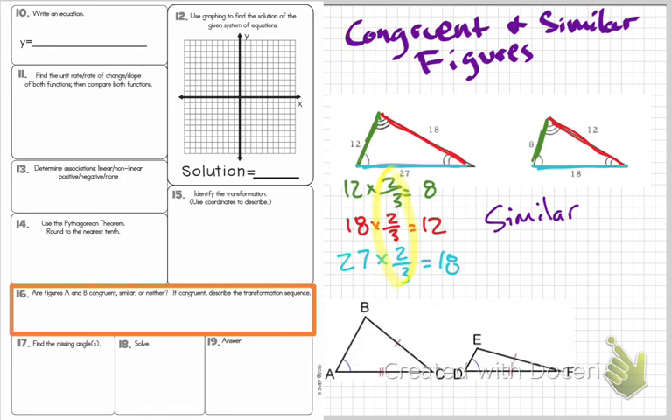Next, I'm going to take a look at this example. I'm going to notice that I do have some marks that tell me that I have some things that are the same. Here I'm going to notice that those angles are exactly the same. I'm also going to notice that my side BC is exactly the same as my side EF. They're the same lengths. And I can also notice that my side AC is the same as the side DF.